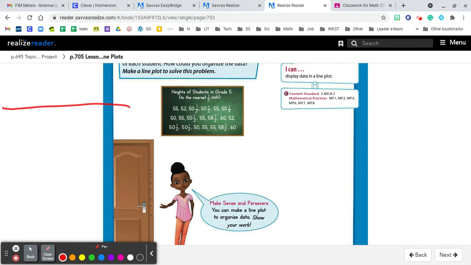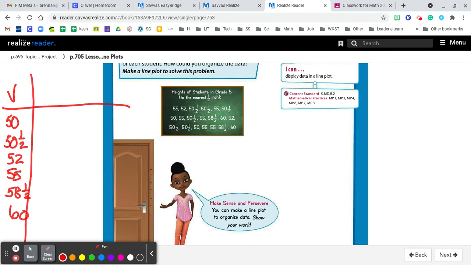I'm going to put my values. So I have 50, 50 and a half, 52, and I know there's some numbers skipping, that's okay, 55, 58 and a half, and 60.